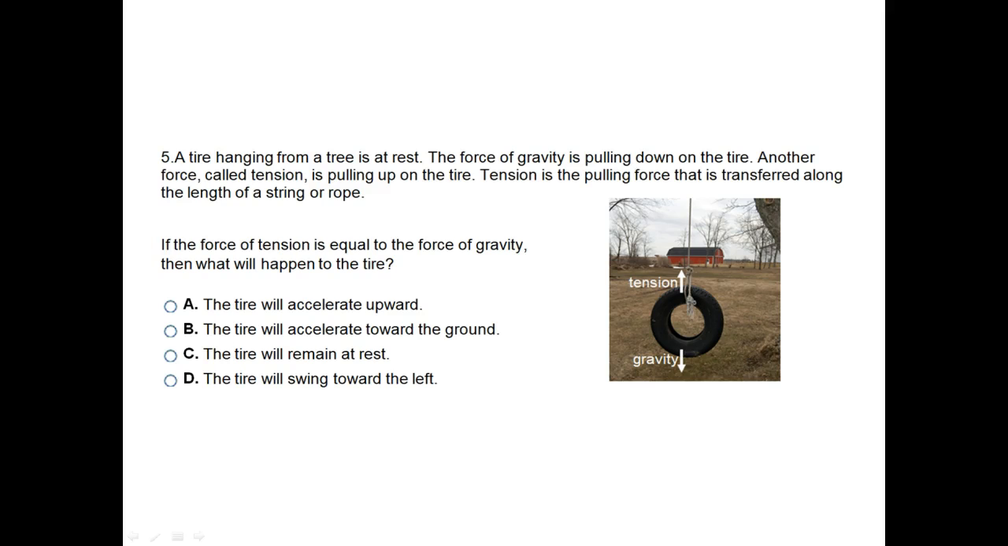Number 5. A tire hanging from a tree is at rest. The force of gravity is pulling down on the tire. Another force called tension is pulling up on the tire. Tension is the pulling force that is transferred along the length of the string or rope. If the force of tension is equal to the force of gravity, then what will happen to the tire?